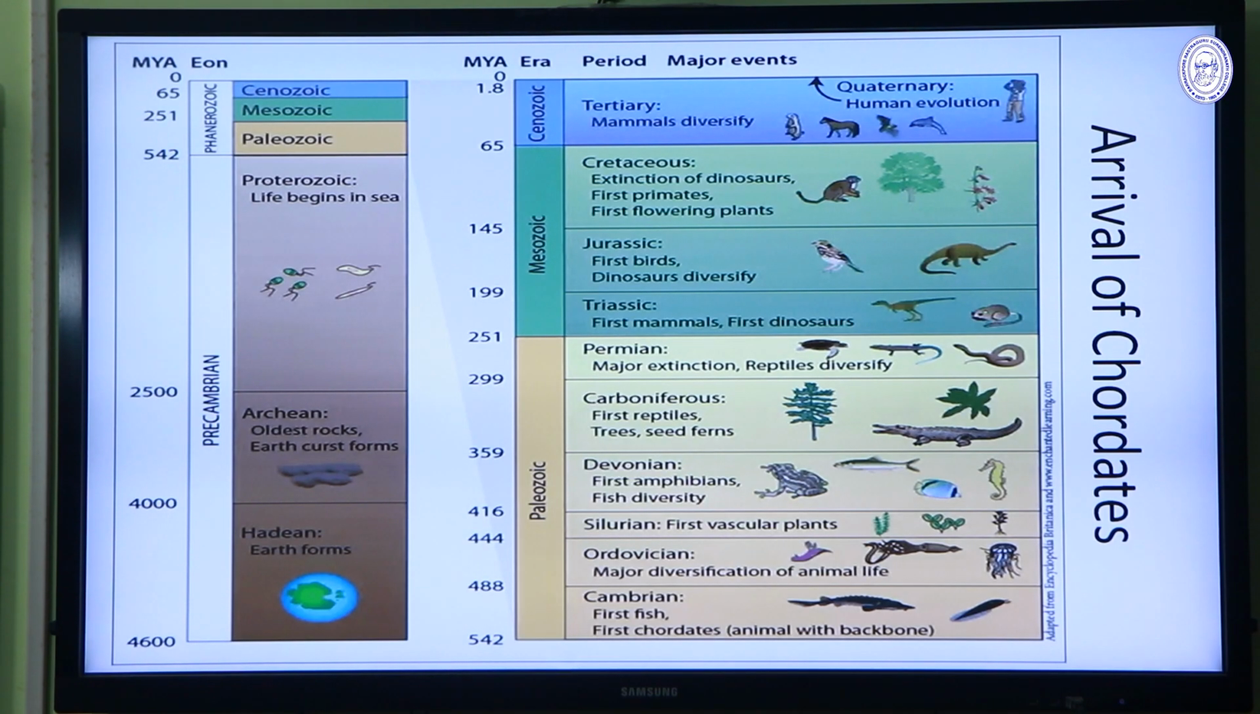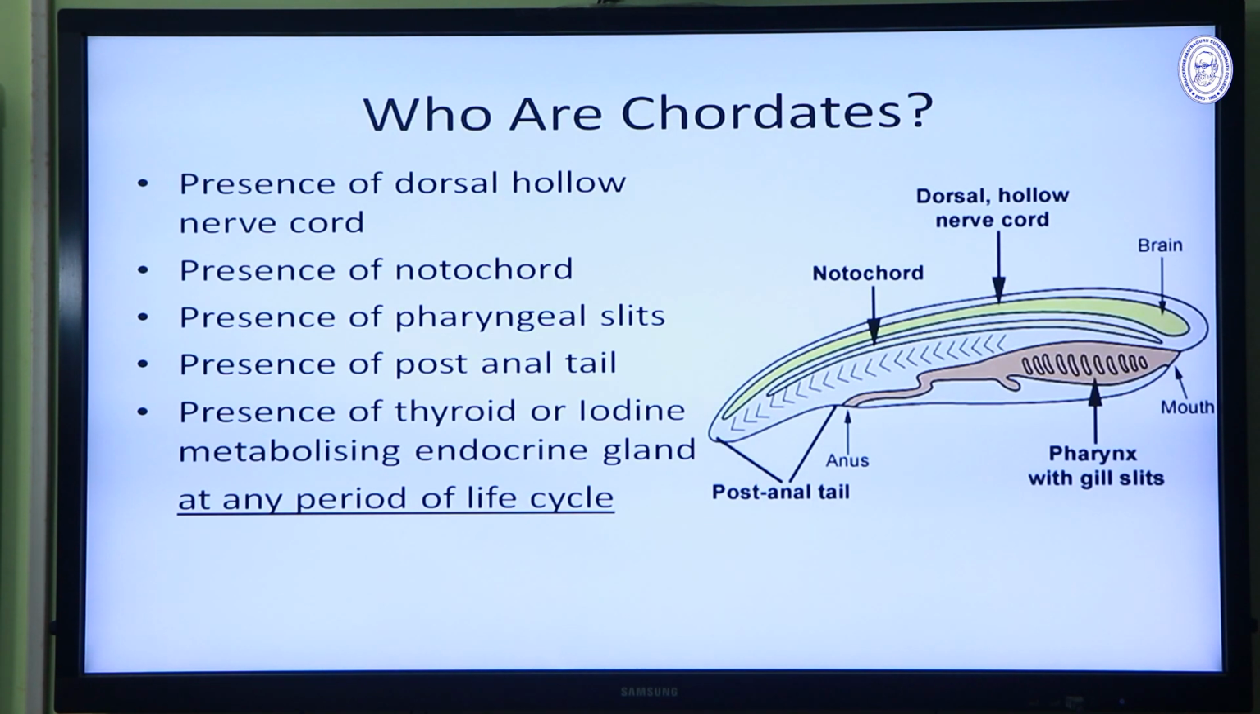So, this is the geological time scale, and now you can see that during Paleozoic era, the Cambrian period was the first period where the chordate arrived as a fish or the animal with a backbone. So, after that it flourishes in the sea, in the land and in the air. So, who are chordates? So, now we know that many different kinds of animals are grouped under this phylum. There should be a basic structural definition that will define each of them.